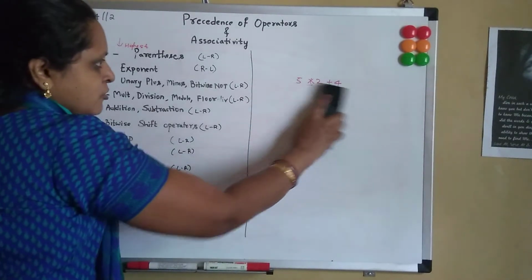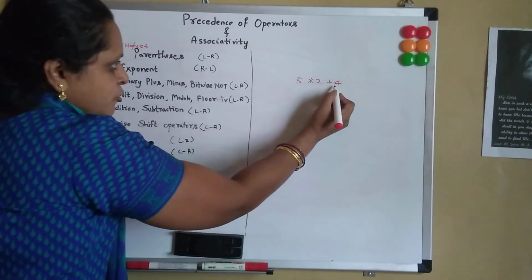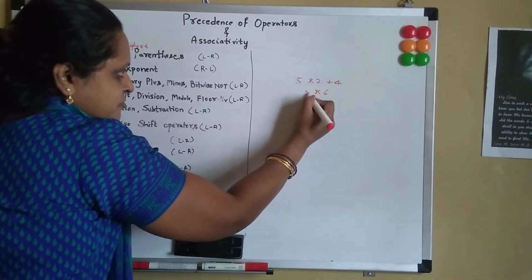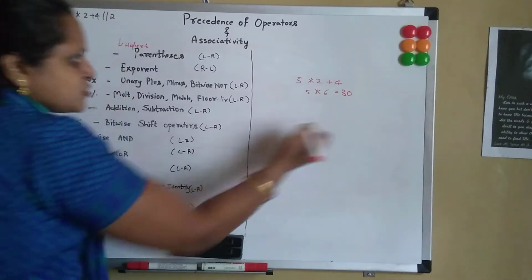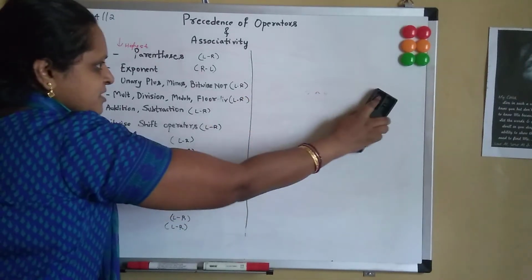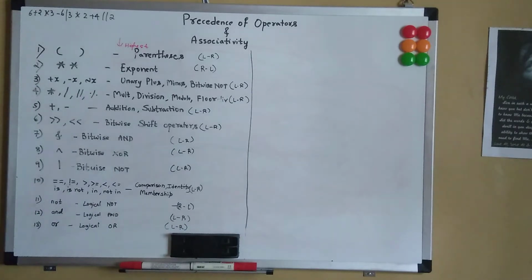If we don't follow the rule of precedence, and we do 2 + 4 is 6, 6 * 5 equals 30, so we get a wrong output. So we have to know the rule of precedence and its associativity to solve the problems.